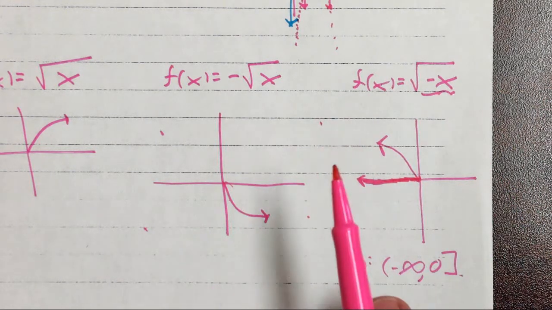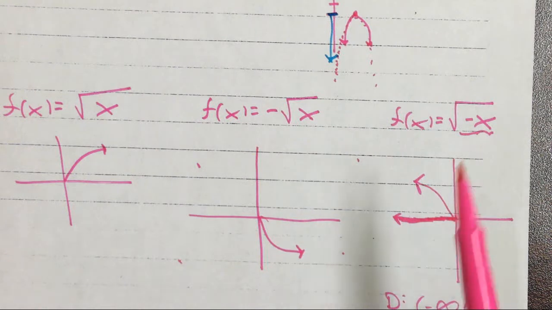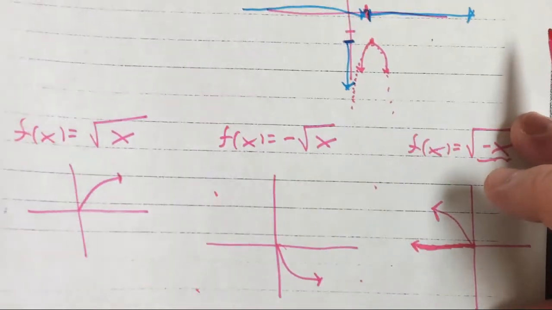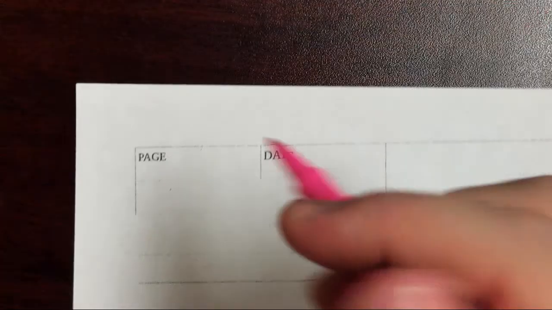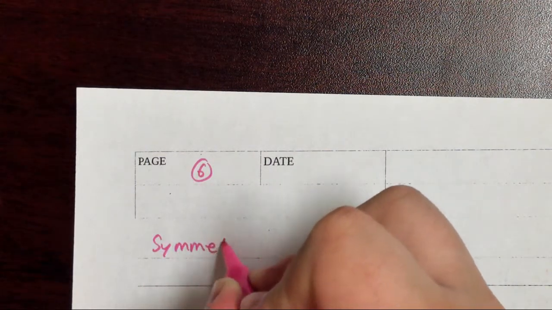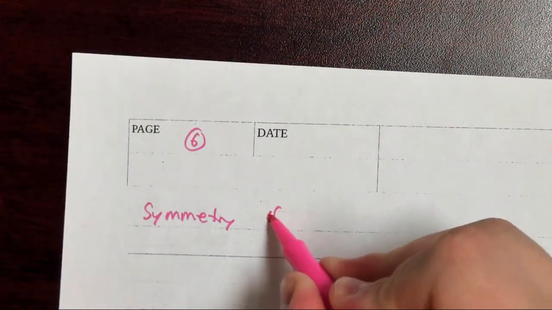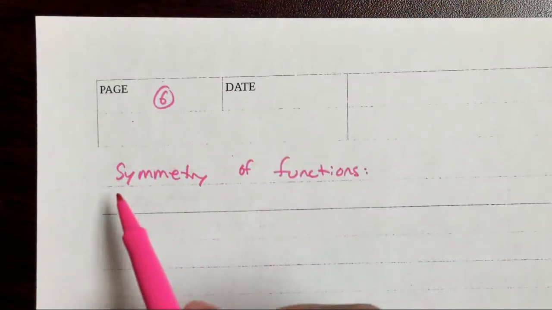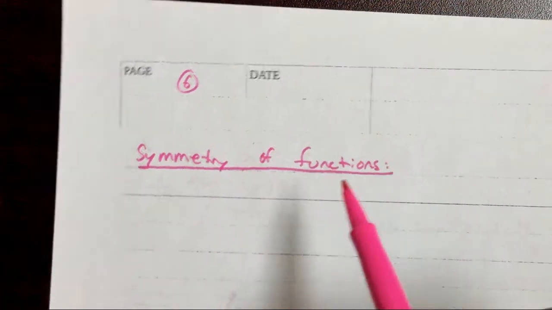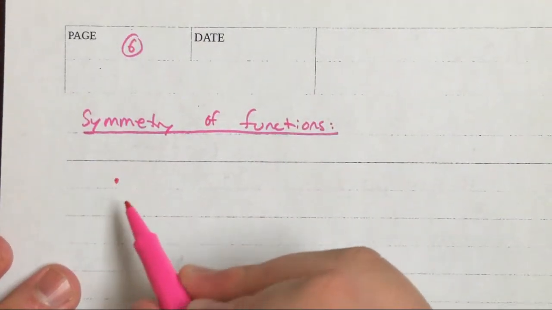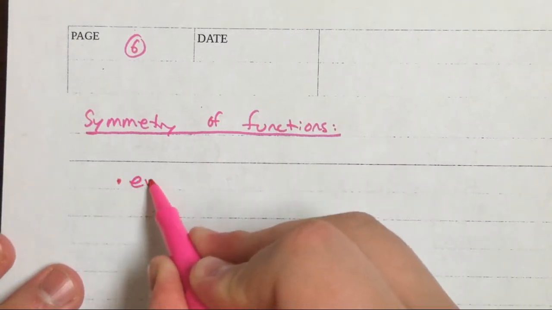Now, all this flipping around kind of alludes to different types of symmetry that functions can have. Like a parabola, if you flip it sideways, it's going to be the same thing, right? So that's what we're going to talk about next, the symmetry of functions. Okay, there's two types of functions as far as symmetry is concerned, even and odd functions.